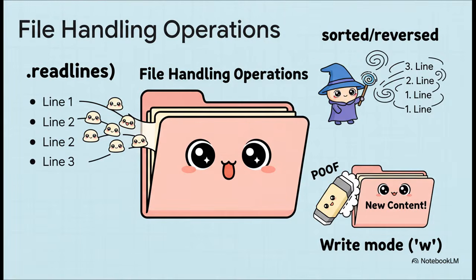When you're looking at code that deals with files, there are a few things to watch for. .readlines, for example, just grabs all the lines and sticks them in a list. But here's the real gotcha, the file mode. If you see a file being opened in write mode, that's little w, be careful. That command will completely wipe out whatever was in the file before. That's a super critical detail.